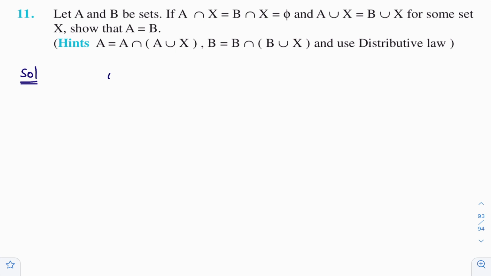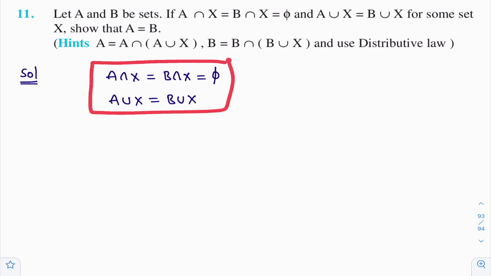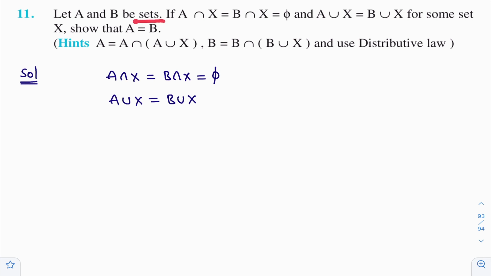First I'll write the given data. What is the given data? A intersection X equal to B intersection X equal to null set. A union X equal to B union X. This information they given in the question. Okay. Now I need to prove that set A equal to B.